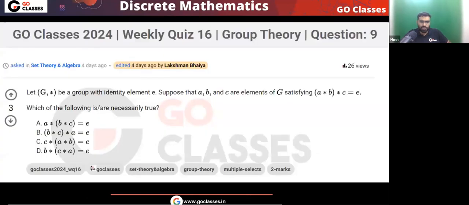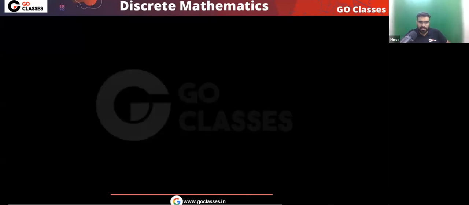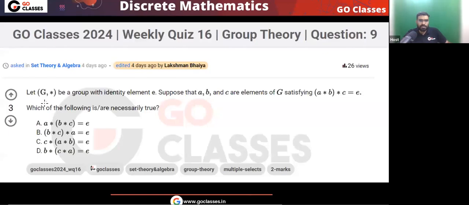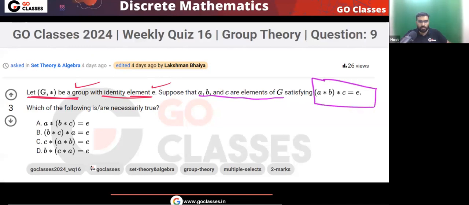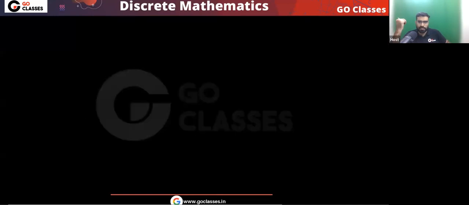Now this question is actually very easy. There is nothing in this question. So here, G is a group that is already given to you. The identity element of G is given to you. A, B, C are elements of G, that is given to you. This property is given to you. And then the question is asking something about A, B, C. So this property is given to you. What will come to your mind?